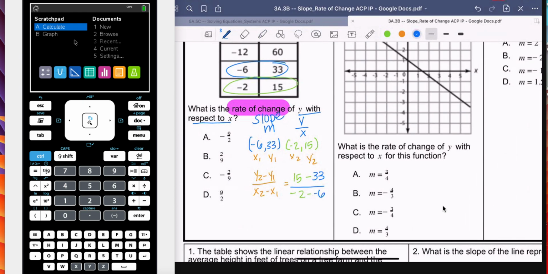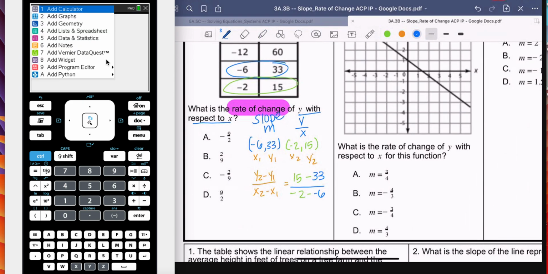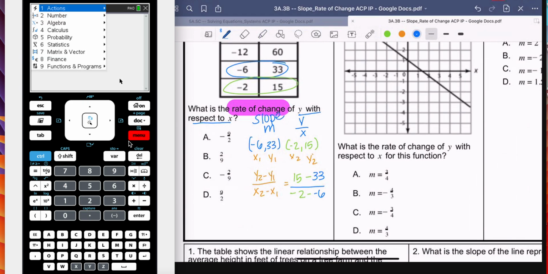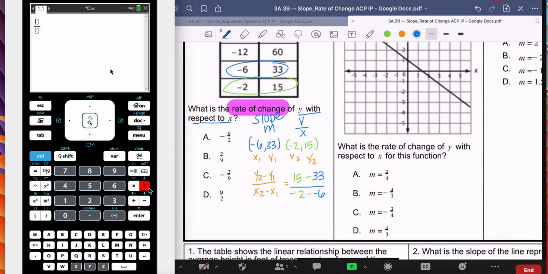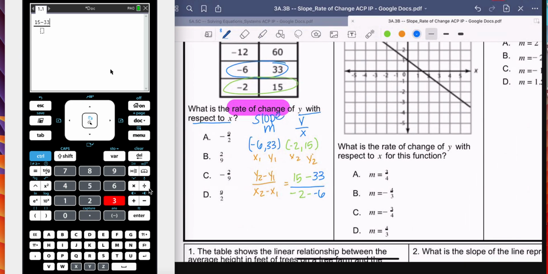Once you have that written out, you can use your calculator to help you do that math, or you can do it by hand. I'm going to use my calculator just to stay safe. Control and the divide key will give you a fraction. We're doing 15 minus 33 on the top, and negative 2 minus negative 6 on the bottom. And that's going to give us the slope. Our slope is going to be m equals negative 9 over 2. So the best answer there is going to be A.